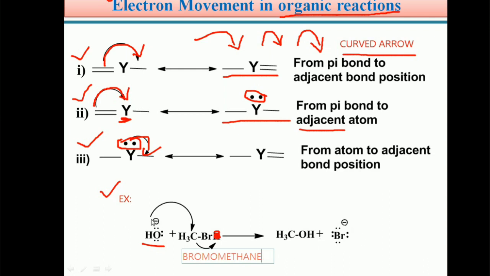So students, here we denote the movement of electrons in organic reactions with a curly arrow. Here from OH minus to the methyl group, and from the methyl and bromine bond, the bond pair of electrons is shifted towards the bromine atom. So the electron movement in organic reactions is generally represented with curved arrow or curly arrow notations.